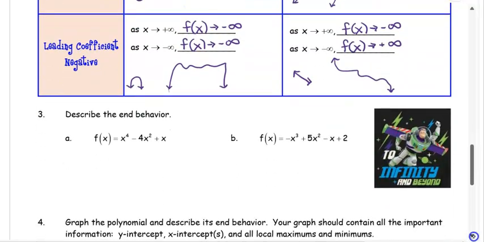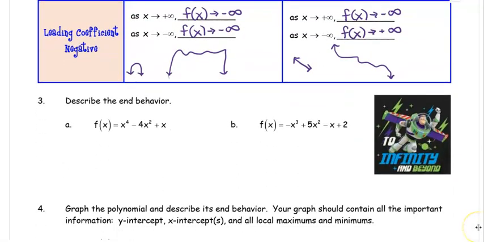So as we take a look at number 3, if I want to describe this end behavior, the thing I'm focusing on is the degree and the leading coefficient. Looking at f of x is equal to x to the 4th minus 4x squared plus x, I see that I have an even degree and the leading coefficient is positive, which means it's going to follow what the positive quadratic does.